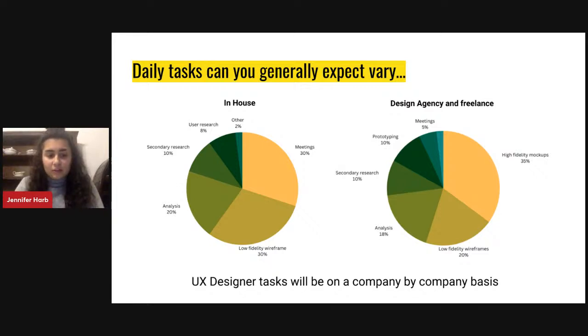So this is just basically to show you that you won't always have the same tasks from role to role, and even if you do, the repartition of them might not be the same. And that can really impact your day to day.